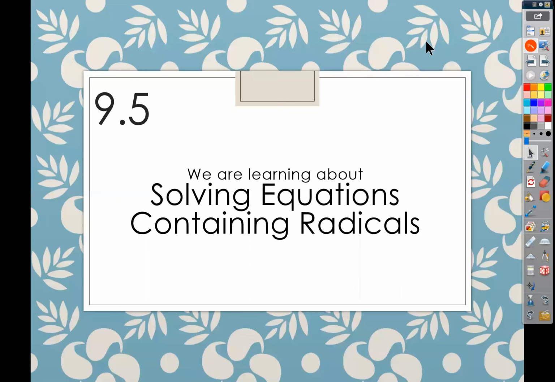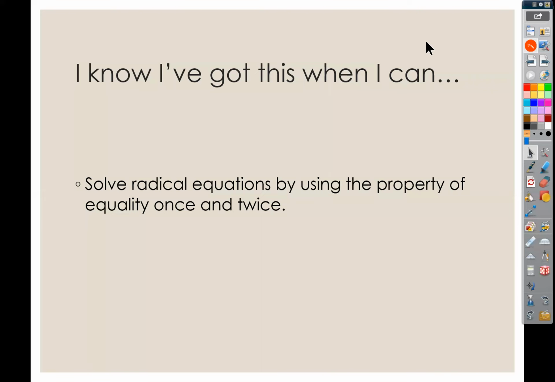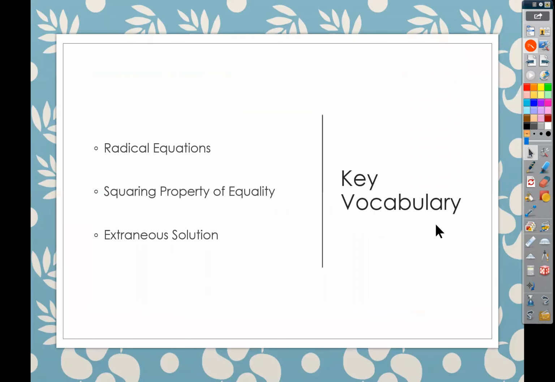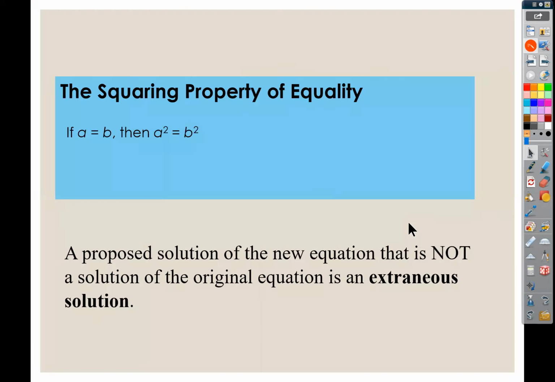All right, today we are learning about solving equations containing radicals. I know I've got this when I can solve radical equations by using the property of equality once and twice. So some key vocabulary: radical equations, squaring property of equality, and extraneous solutions.